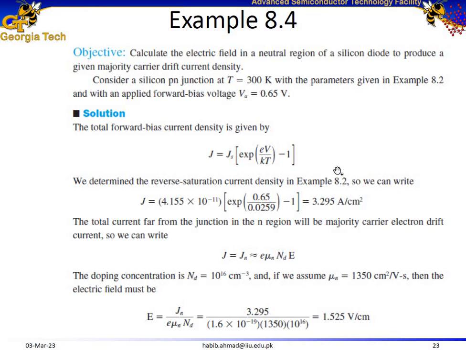And we have to determine the electric field.